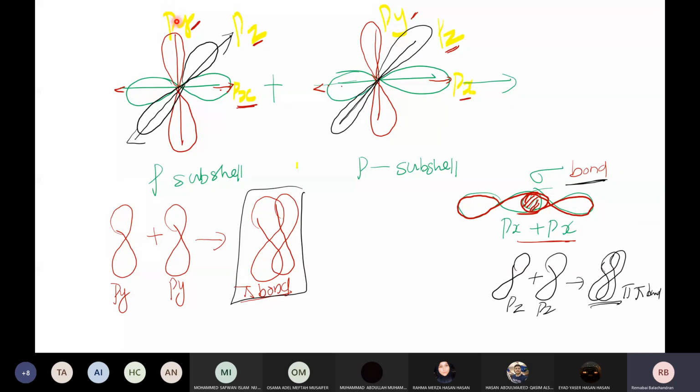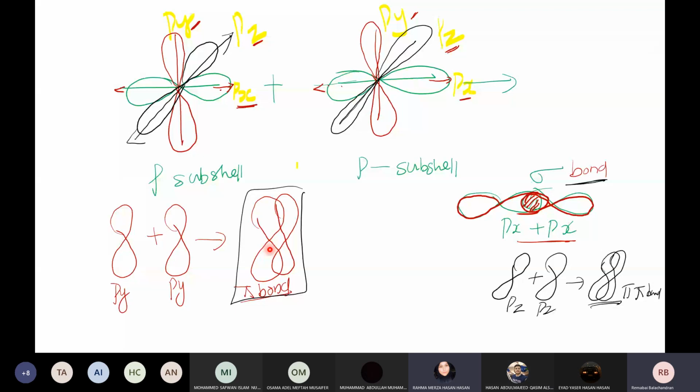Now look at this py. Py is perpendicular to the axis of px, right? Did you see? So this is perpendicular to this axis. So we have one py and another py, two red ones. These two will overlap. Is this overlapping through the axis? No, it is perpendicular to the axis. So this merging is called lateral overlapping, or sidewise overlapping.